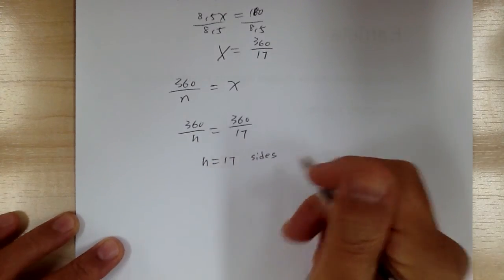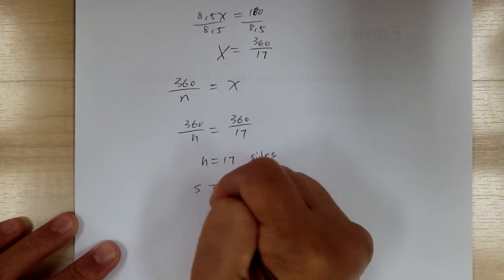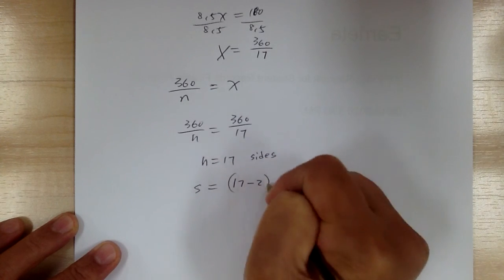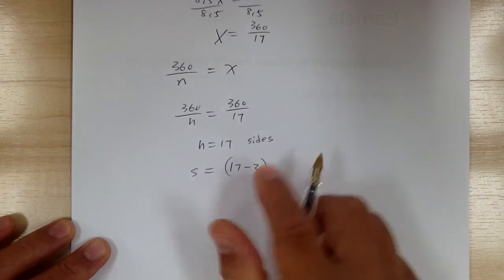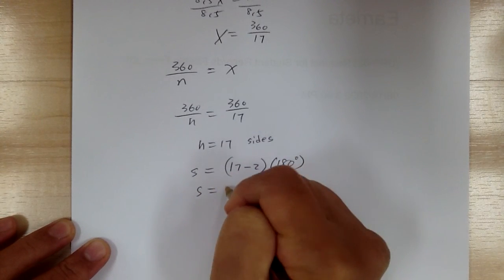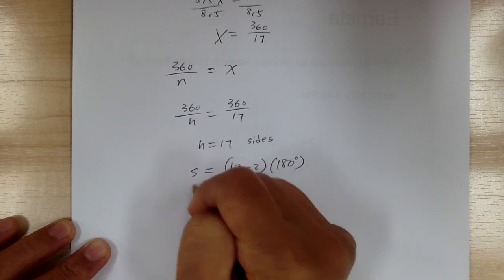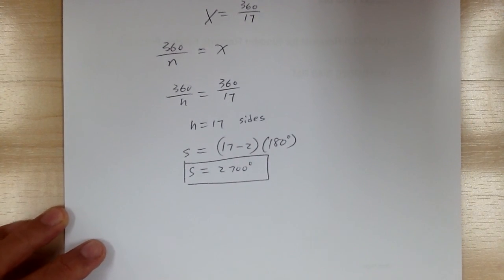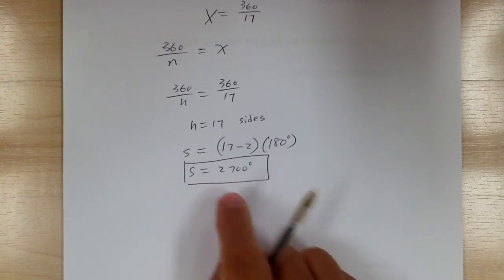So now to figure out the sum of the angles, you just take 17 sides minus 2. This will give you the number of triangles, and each triangle is 180 degrees. So the sum equals 2700 degrees. And this does not have to be a regular polygon. It does not have to be a regular polygon.